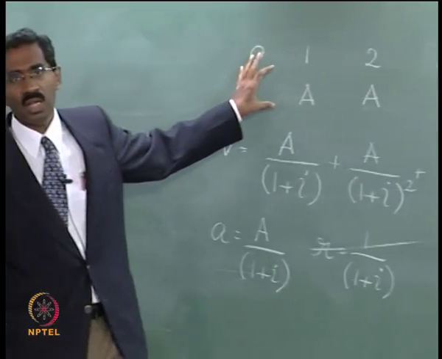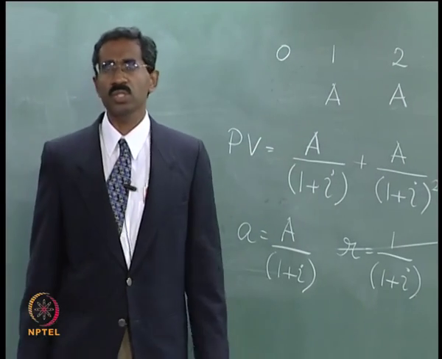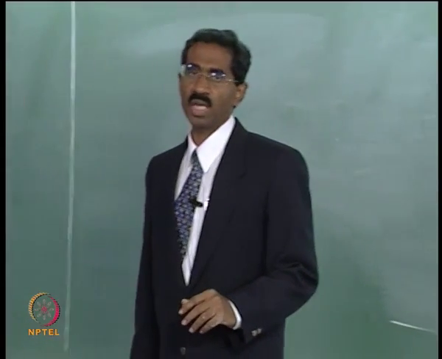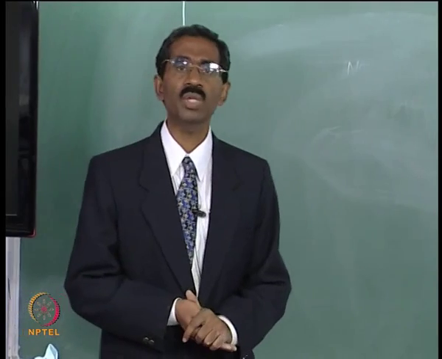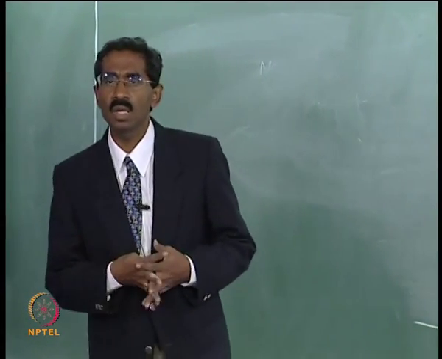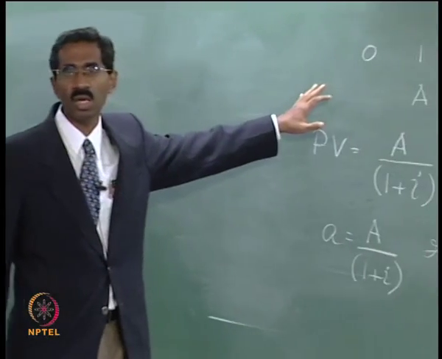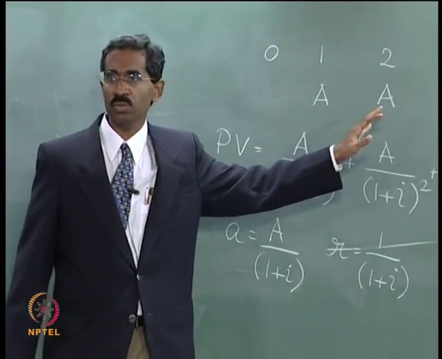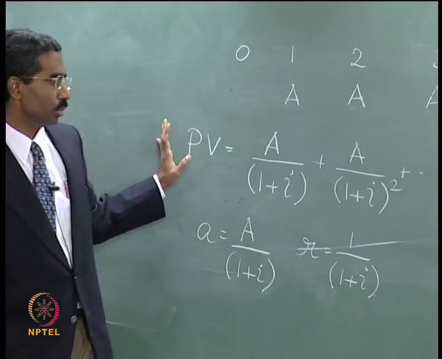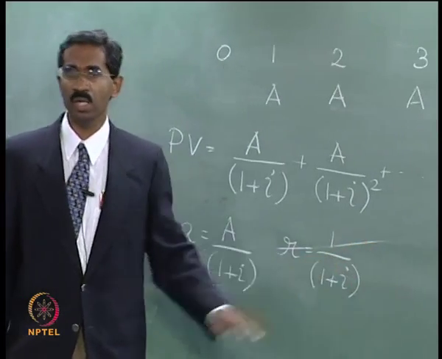Now in real life there are several projects which more or less have equal cash flows, and when we have this kind of cash flows, they are called annuities. Annuities essentially mean that we have equal cash flows occurring over regular periods. So the periods are regular between two cash flows, and when we have this kind of a situation, we can use this expression to calculate the present value.